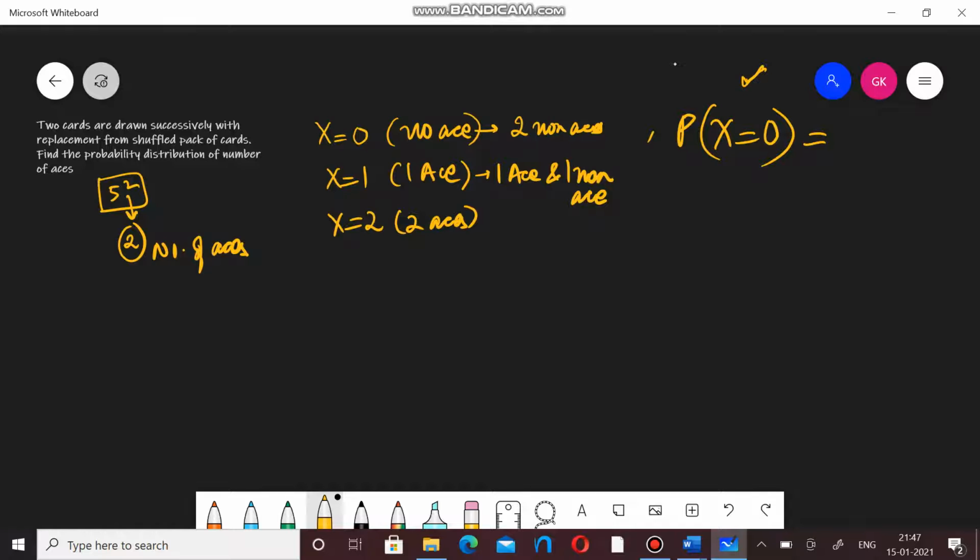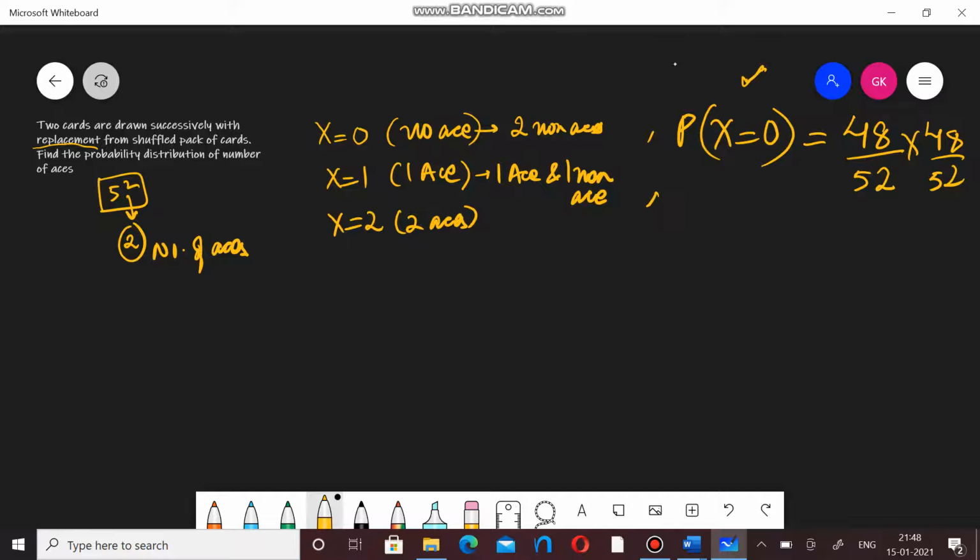So probability of no ace means two non-aces. How many non-aces do we have? We have 48 non-aces. So 48 divided by 52. And the question is with replacement. So you have already replaced the card. So again, the probability will be 48 upon 52.